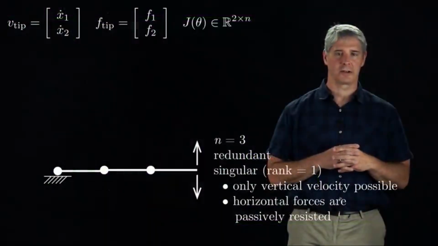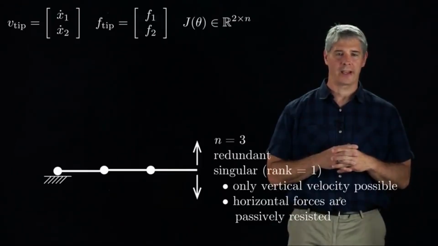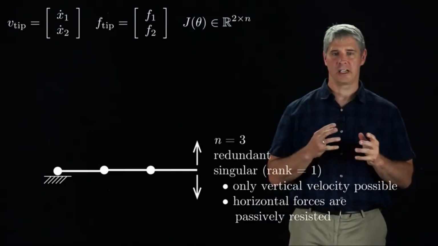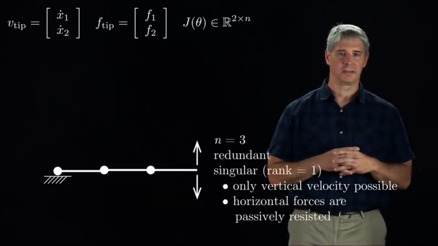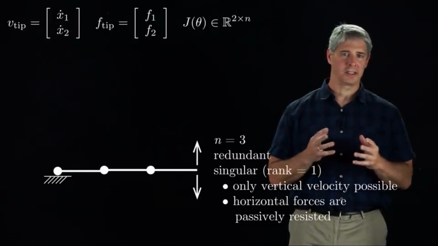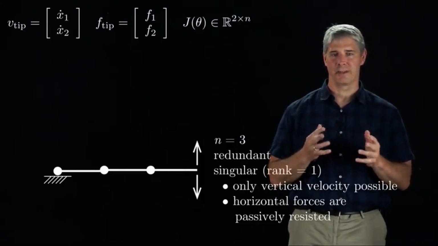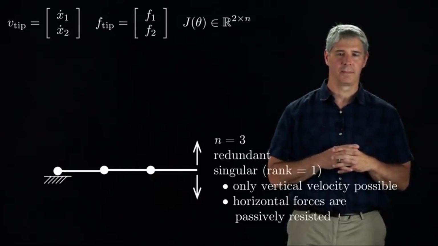Moving on, let's consider the redundant 3R arm when it is fully stretched out. The rank of the 2x3 Jacobian drops to 1, meaning the arm is at a singular configuration. Rotation at joints 1, 2, and 3 produces only vertical velocity at the end effector. No horizontal velocity can be achieved. Also, because of the singularity, a horizontal force applied at the end effector is resisted by the mechanical structure of the robot. No joint torques have to be applied.